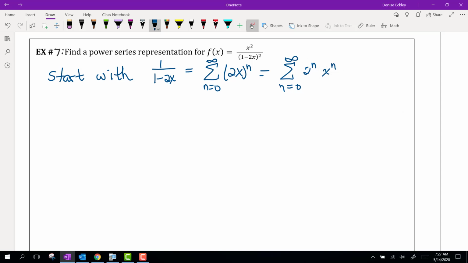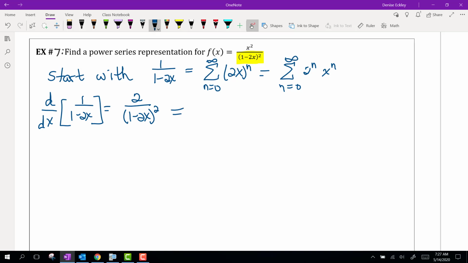Now, why did I start with that? Because what do you get if you take the derivative of this? So we're going to take the derivative, and when we do that, we are going to get 2 over 1 minus 2x squared. And if you look at our original function, that's pretty much the denominator there. So we're going to use that then to build our entire function from.